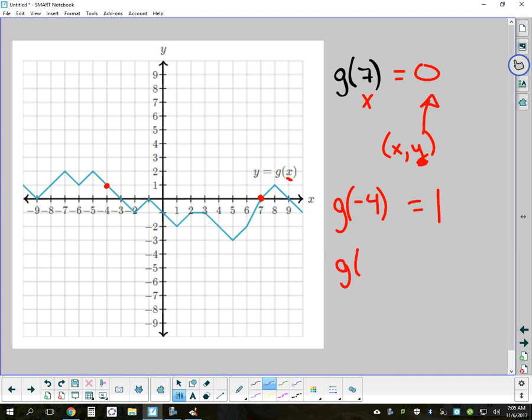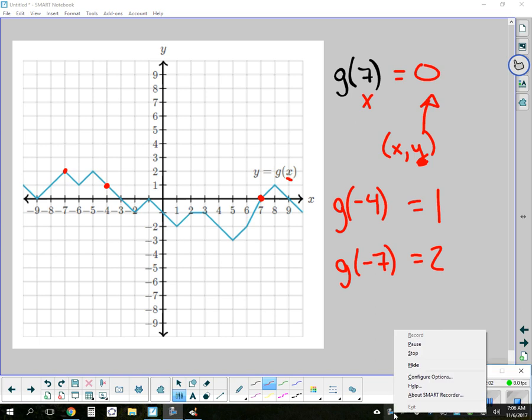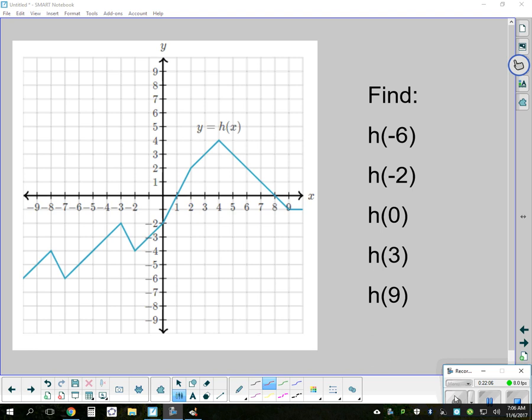What about g of -7? So on your x-axis, go to -7, find your graph. What's the y value of that point? It would be 2. Okay, hopefully that's making sense. You're just finding the output at that input value. Okay, pause the video. You guys find these 5 values off of your function graph. Pause the video.